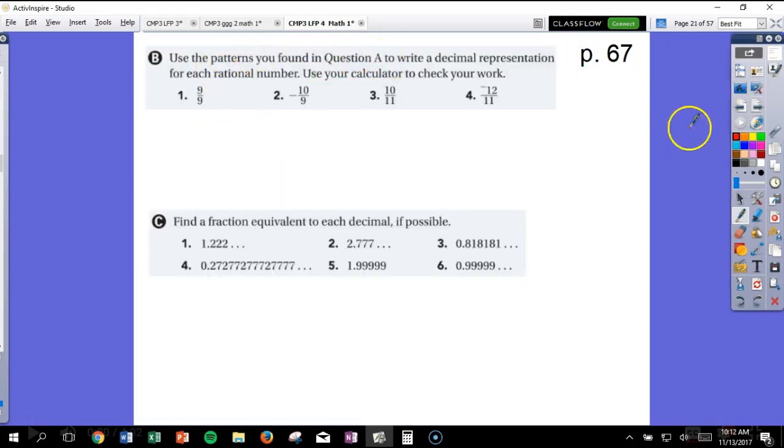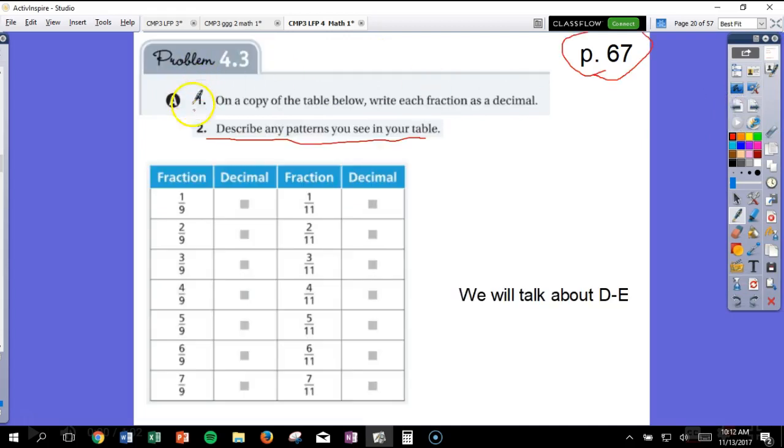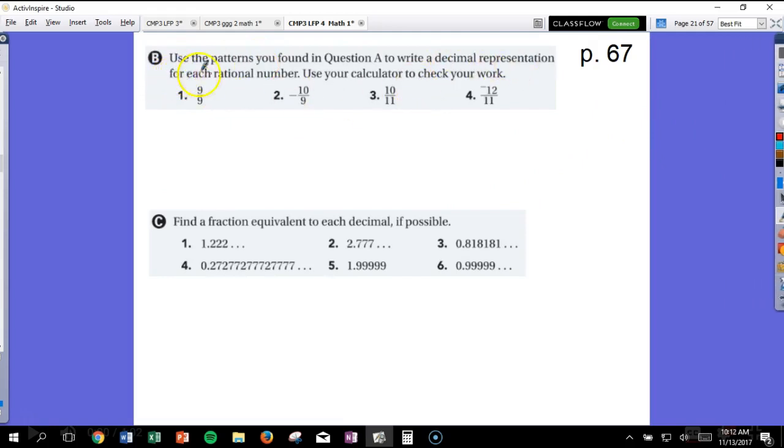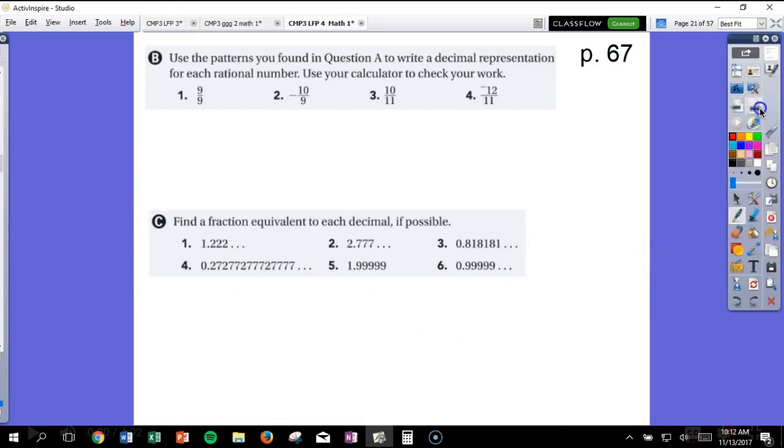Use the patterns you found in question A. Question A is the one right back here, okay? Use this table to write a decimal representation for each number. Notice these first two have 9 for denominators, these two have 11 for denominators. Use the patterns you found in part A to come up with decimals for those. Then use that knowledge and see if you can find a fraction equivalent for each decimal, if possible. So we had some patterns in A and B. See if you can apply those to this, and if they're all rational or not. We might have an irrational one or two that might make it kind of hard.